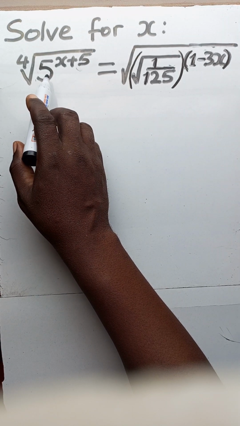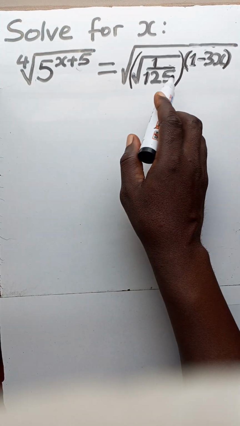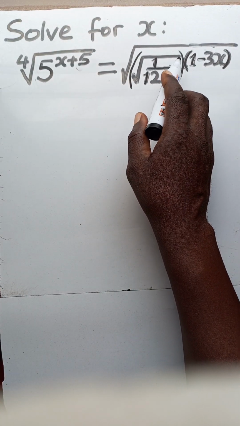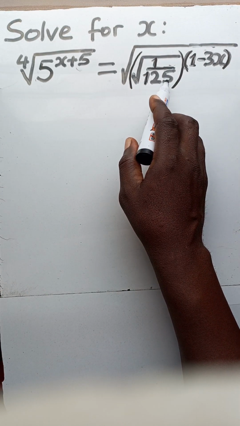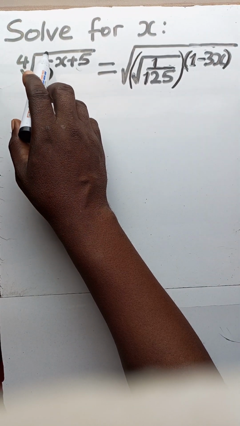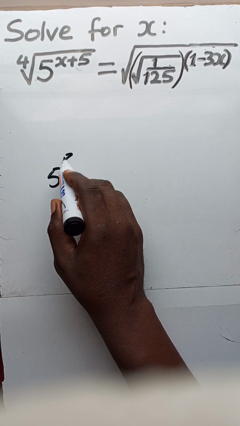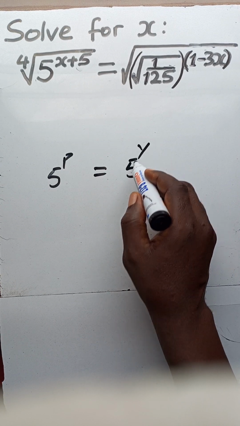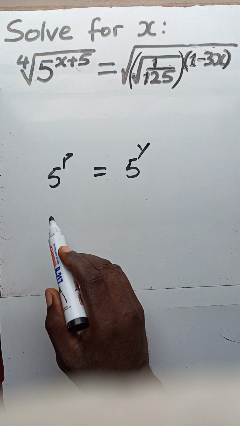Because if we look at the expression under the fourth root, the base is 5. And the expression under the square root, the base is 1 over 125, and we know 125 is 5 to the power 3. So there is hope that we can bring this down to an index form with the base 5 to a certain power, and bring the other side also to an index form with base 5 to another power, so that we can solve for the unknown easily.